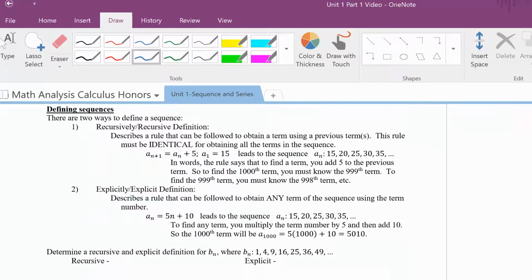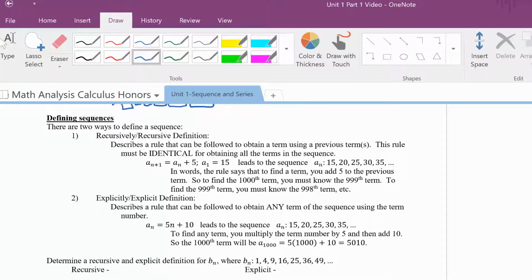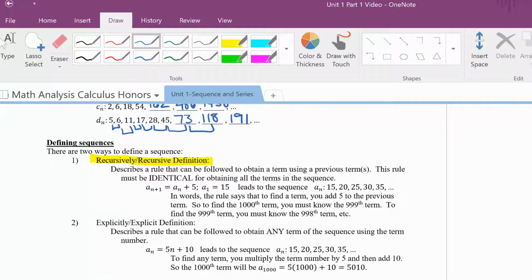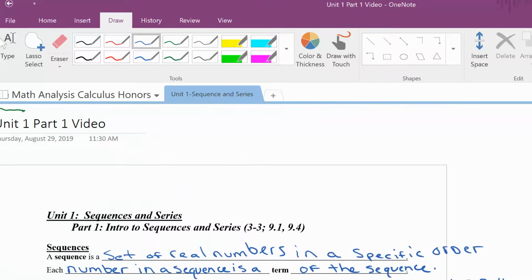So to write a sequence, there are two ways to do it. The first way is recursively, and that is where basically that means defining the next term in terms of the previous one. So basically, as it says, it describes a rule that can be followed to obtain a term using the previous term or terms. And it has to be identical for all terms in the sequence, meaning it can't just be for one term, but then the next one's different.